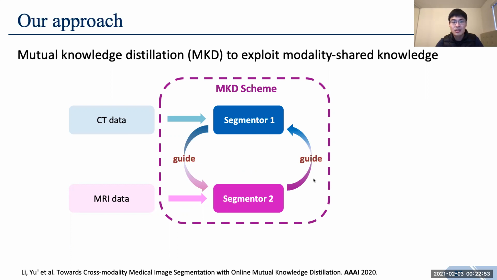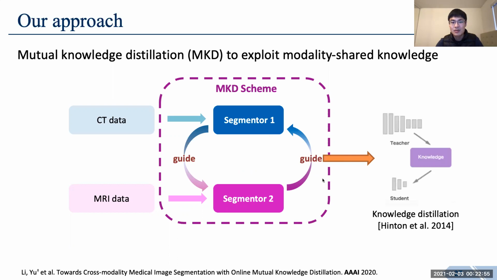And to achieve the mutual guidance, we adopt the knowledge distillation scheme. The basic idea of knowledge distillation is to let one network imitate the output from another network, and the original knowledge distillation was proposed for network compression.